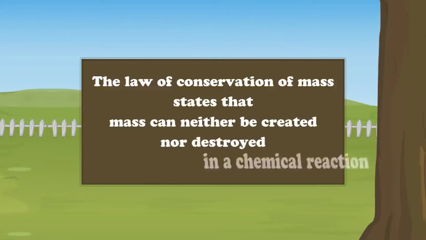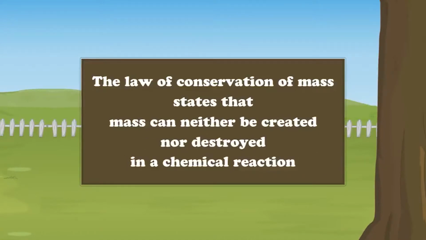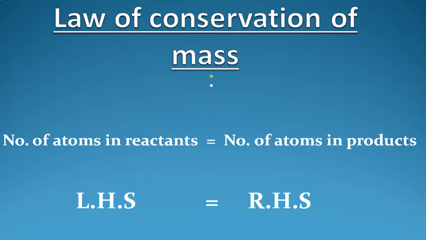Law of conservation of mass means the number of atoms on the LHS, means reactant side, would be equal to the number of atoms on the product side, that is RHS. Means mass of the reactants would always be equal to the mass of the products. This is the law of conservation of mass, because mass can neither be created nor be destroyed. And how to balance it in a very easy manner, step by step, let's get started.